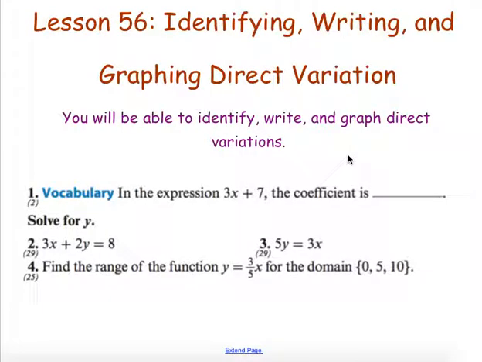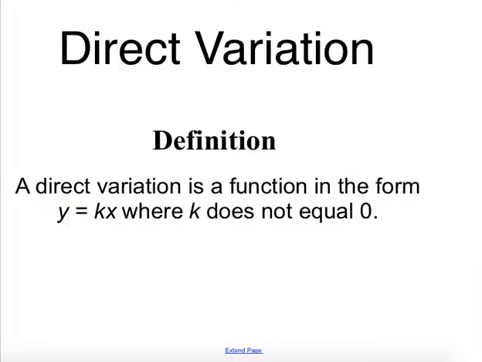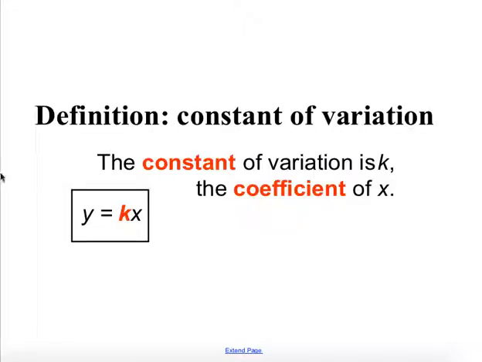Algebra 1, Lesson 56, we are looking at direct variation and being able to identify it, write direct variation, and be able to graph it as well. So with this, when we're talking about direct variation, these are equations that are in the form of y equals kx, where k doesn't equal 0. With this, k is our constant of variation, or constant of proportionality, which is the coefficient of x.